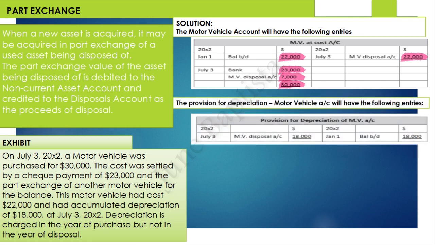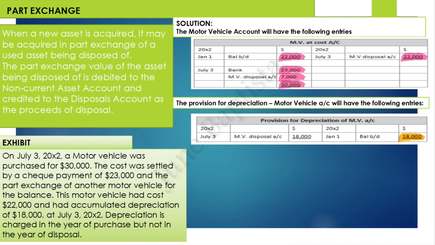Let us now look at the provision for depreciation motor vehicles account. On the 1st of Jan 20x2, on the credit side, the balance brought down was $18,000, which was accumulated depreciation for the motor vehicle being disposed of.